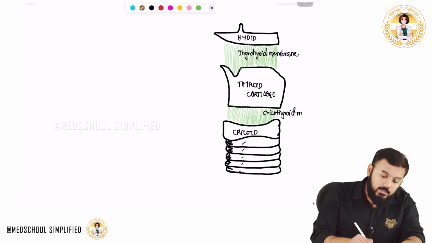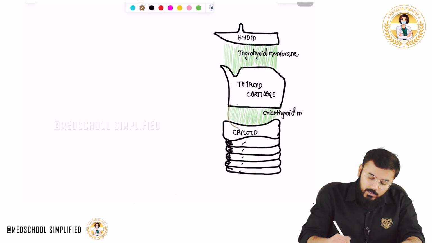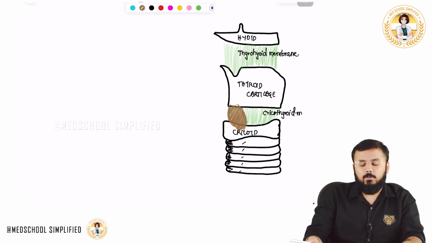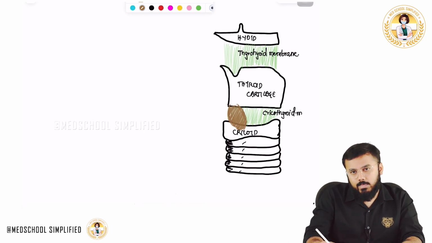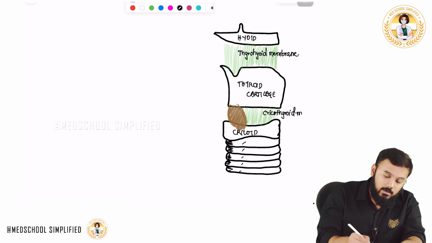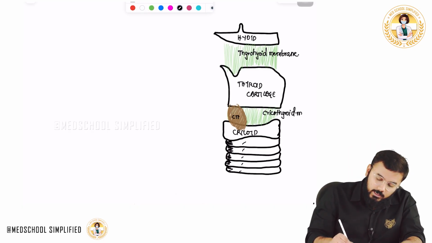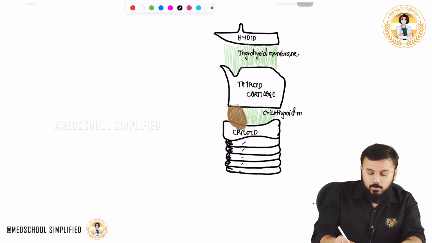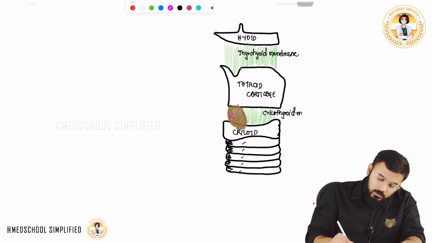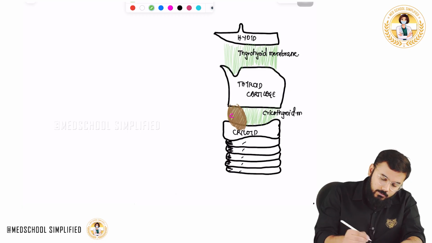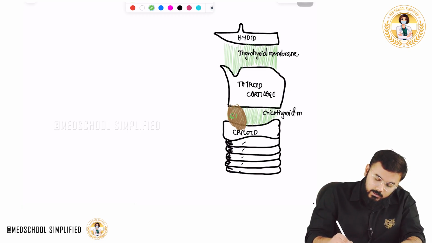And at the place of this cricothyroid membrane, you see a muscle present between the cricoid and the thyroid. This muscle over here is called your cricothyroid muscle. So this is your CTM. Let me use another color. No, this is also not visible. Green is a little bit visible, right? Okay, let me try with the blue.